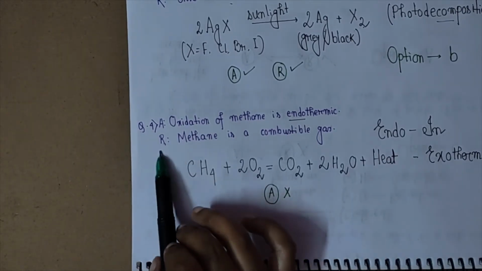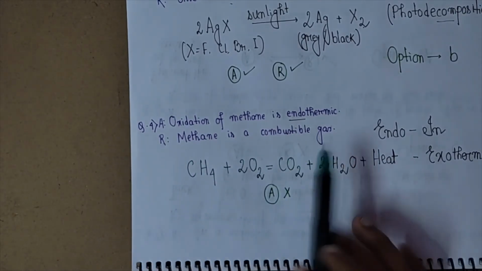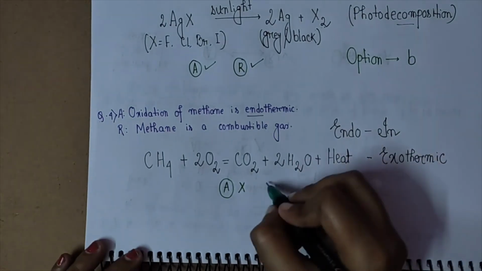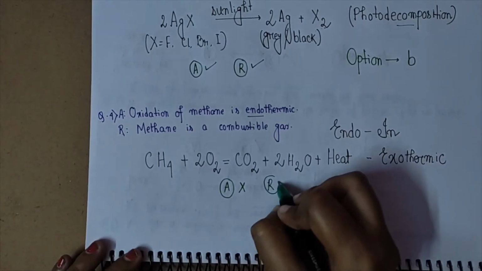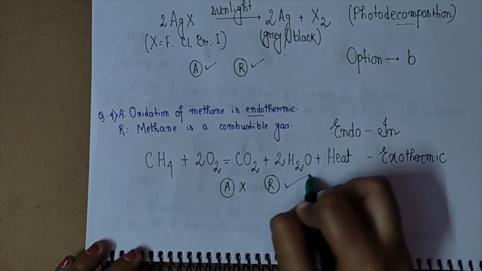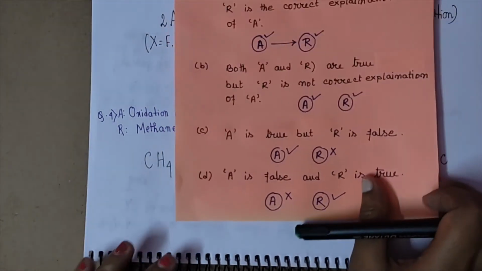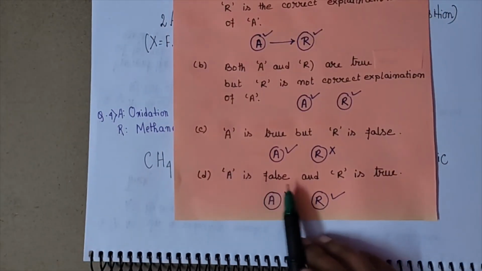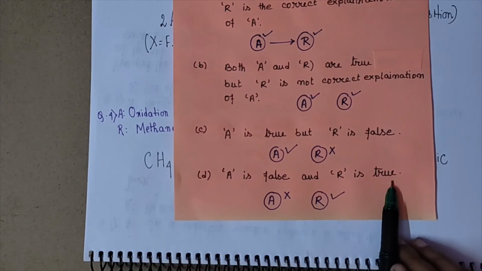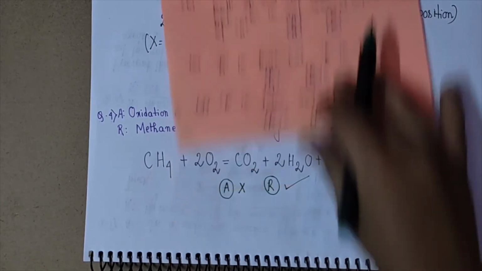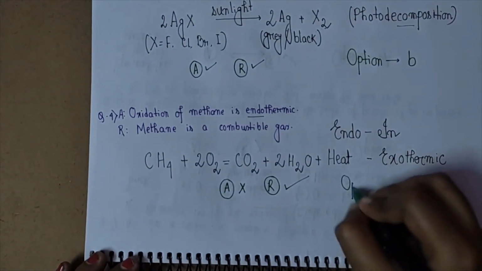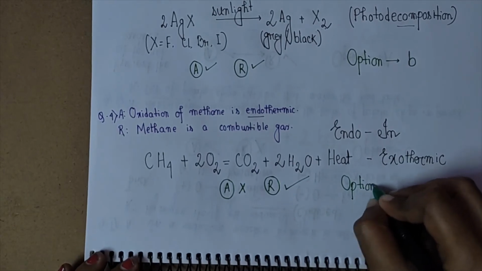And what about the reason? Methane is a combustible gas. Okay, this is good. Methane obviously is a combustible gas, so the reason is correct. So which option will we choose? A is false and R is true. That means we will choose option number D.